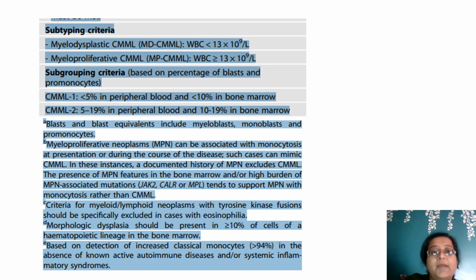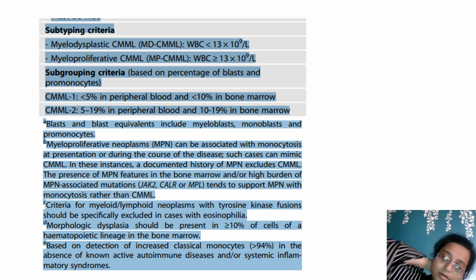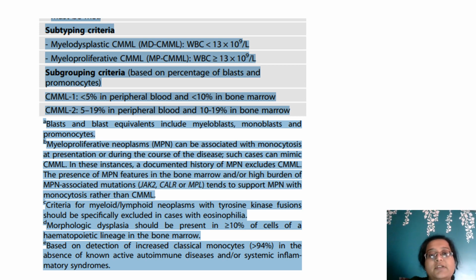Subtyping: it is myelodysplastic type and myeloproliferative type. In dysplastic type, the counts are low, less than 13 into 10 to the power 9, that is a total WBC count. And in proliferative type, the counts are high, more than 13. It is something where you used to read about hypogranular APML and APML as such, where one used to have leukocytosis, better prognosis, the other used to have lesser counts, normal TLCs, and better prognosis. So subgrouping criteria is based on percentage. This was based on the DLC, TLC, now based on blast percentage and promonocytes.